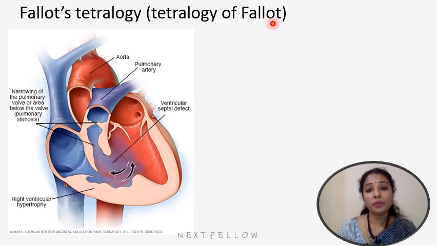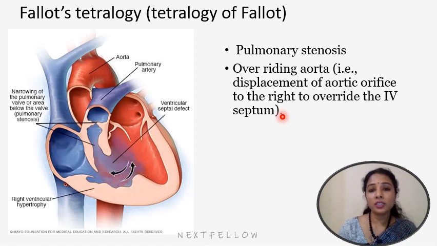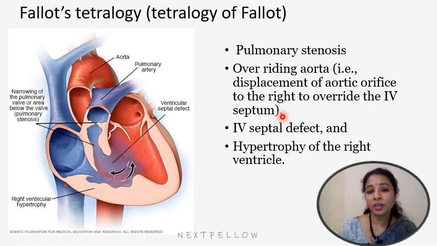So, because of mixing, hypertrophy of the right ventricle will be observed. So the result: right to left shunting of blood leads to cyanosis, and Fallot's tetralogy is the commonest congenital cyanotic heart disease. So pulmonary stenosis, overriding of aorta, that is displacement of aortic orifice to the right to override the interventricular septum, and VSD, ventricular septal defect, and hypertrophy of right ventricle.